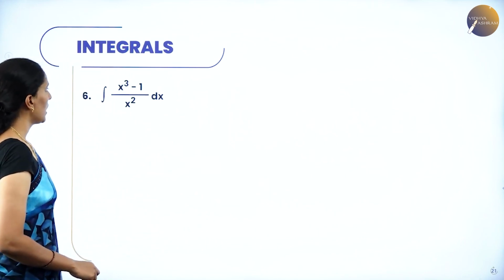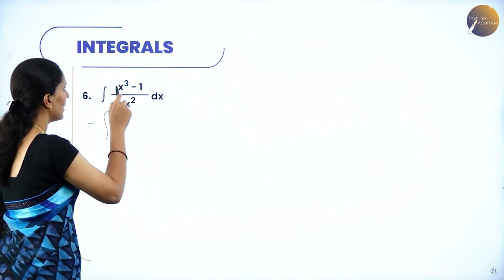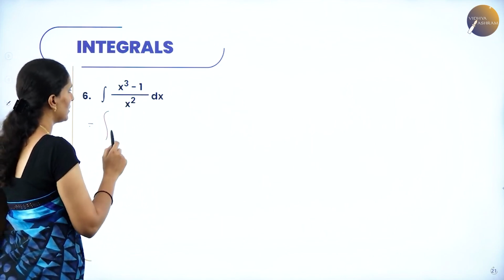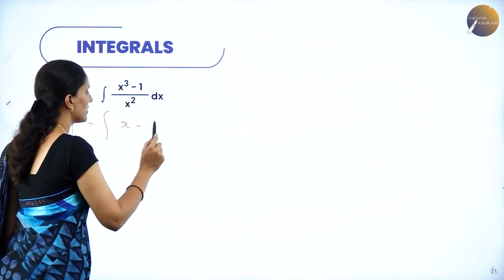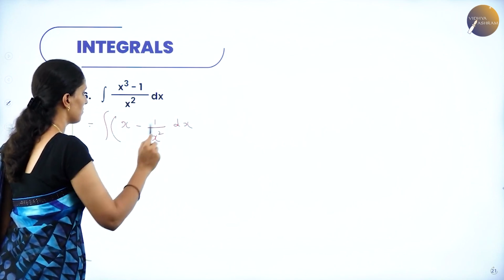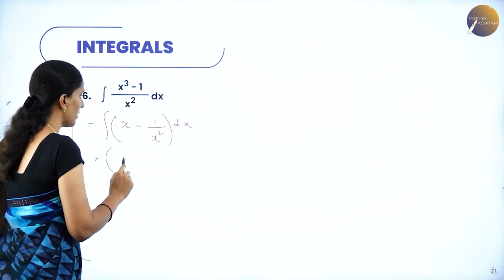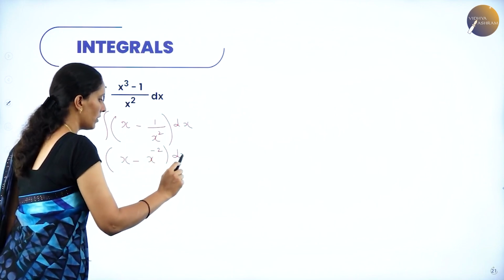Next, (x³ - 1)/x². So first divide both terms of the numerator by x². x³ by x² is x, minus 1 divided by x², dx. So here I can write (x - x^(-2)) dx.